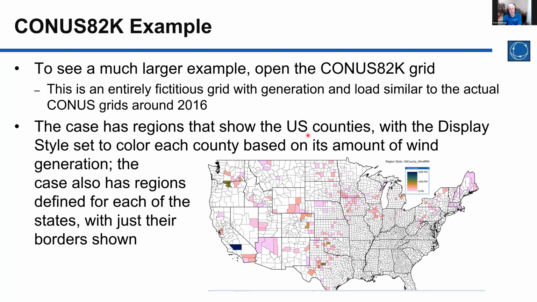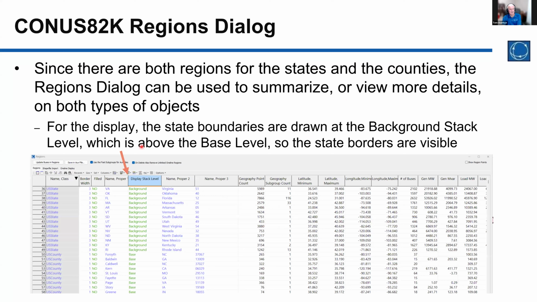Okay, so this goes through some examples. This case here just applies it to a larger example, the Canis 82 bus case. Here I'm showing the wind generation, same approach here on the dialogues that I went through.